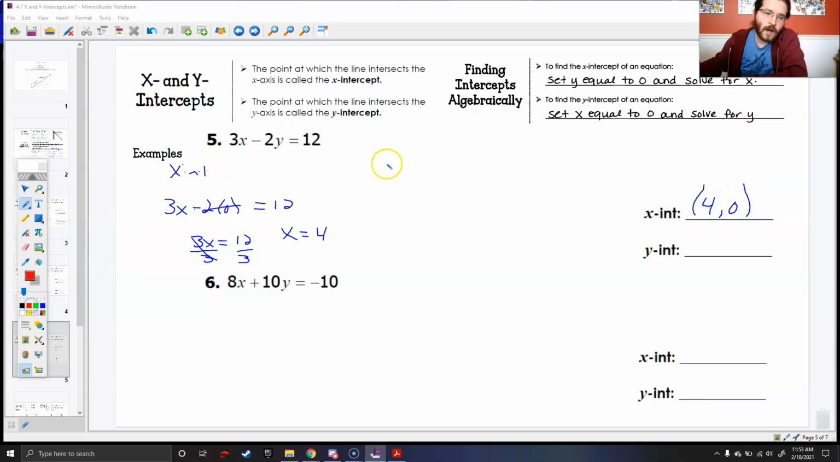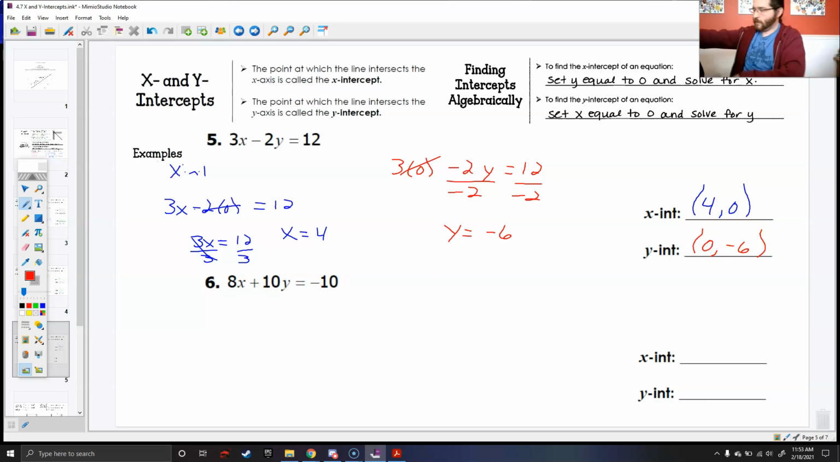What about our y? So 3 times 0 is going to cancel out. So we're going to have negative 2y equals 12. Divide by negative 2. Y equals negative 6. Perfect. All right, one more of this style.